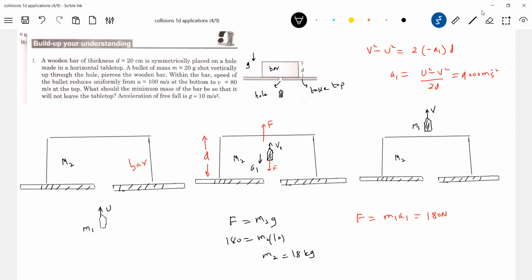You do get some applications. Just be careful. If M2 is 18 kg, and if I increase the speed, you definitely lose contact. I'll connect this to the spring. So you do have some application problems where this will be connected. Find the maximum elongation of this.